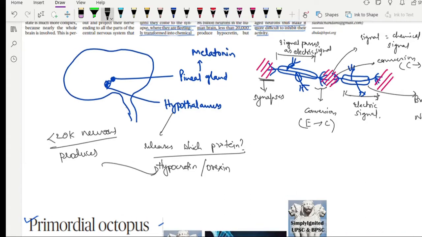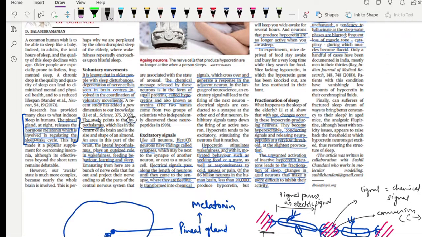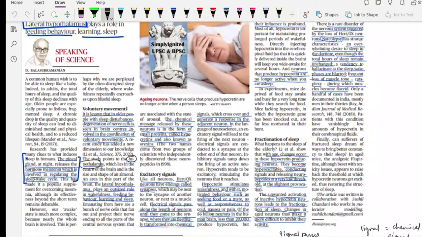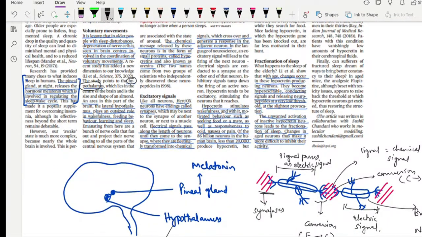hypocretin, but this is such an important protein that it controls the wakefulness, and if it is produced in excess it can lead to disturbed sleep cycles. Fine. Now let's say neurons that produce hypocretin are no longer okay. What happens in case of your elders? Neurons that produce hypocretin are no longer active when you are asleep. You understand this? And the reverse happens in case of elders, that these neurons are so activated that they do not allow sleepiness. They create sleeplessness.